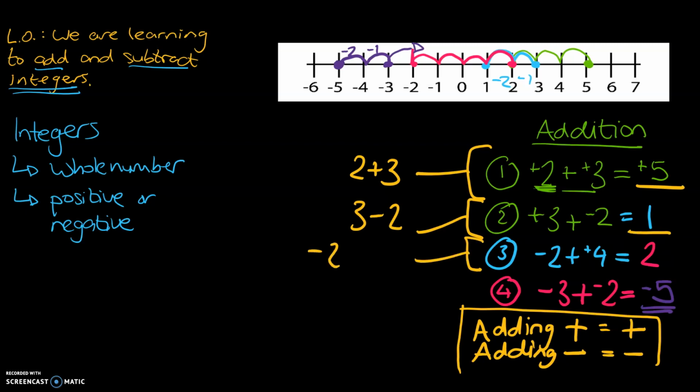And we've got negative 2 plus positive 4. So plussing positive 4 is the same as plus 4. So we've got negative 2 plus 4, and that matches our answer of positive 2. And finally, we've got negative 3 plus negative 2. And we've been told if we're adding a negative, that's the same as subtraction. So we've got negative 3 minus negative 2, and that becomes a negative 5. And that matches our answer there.